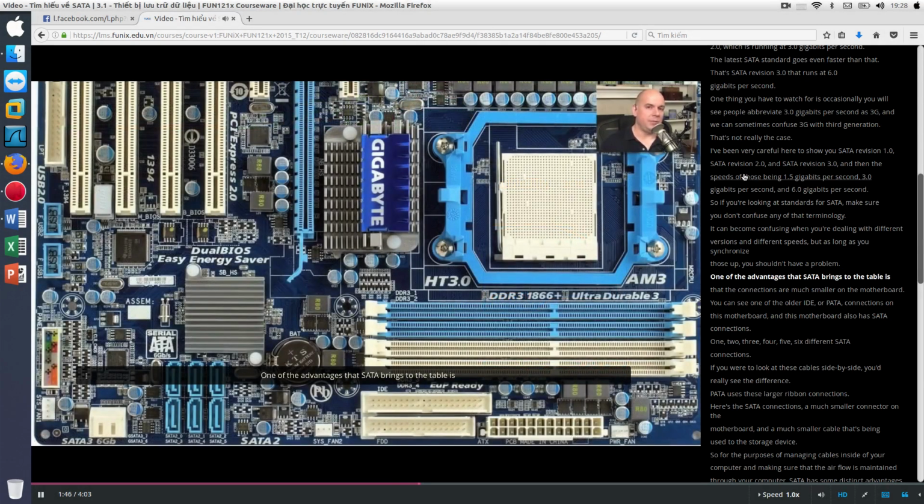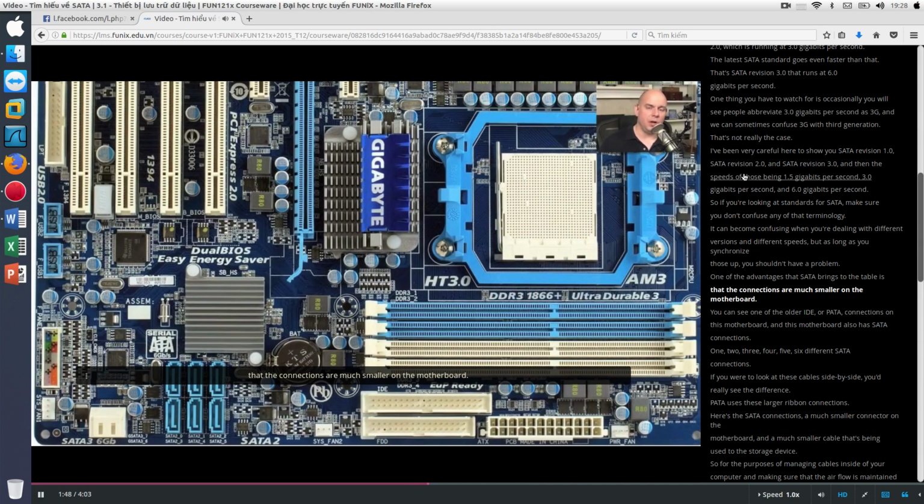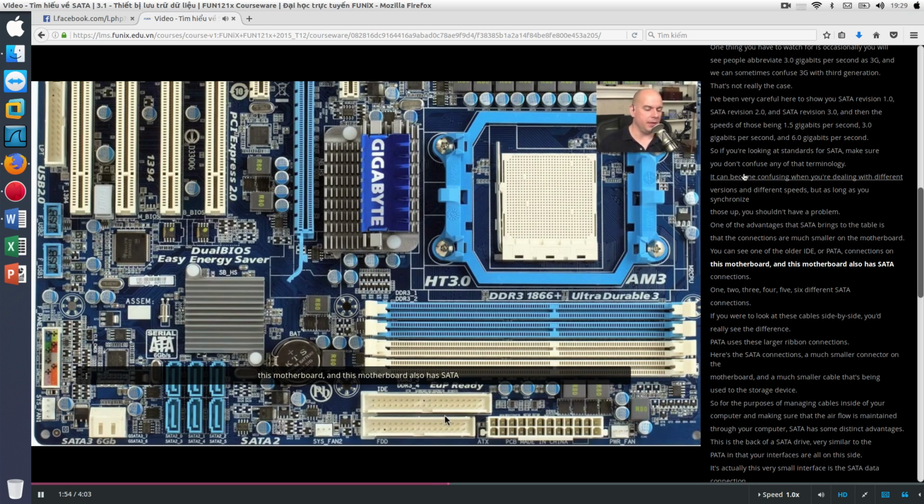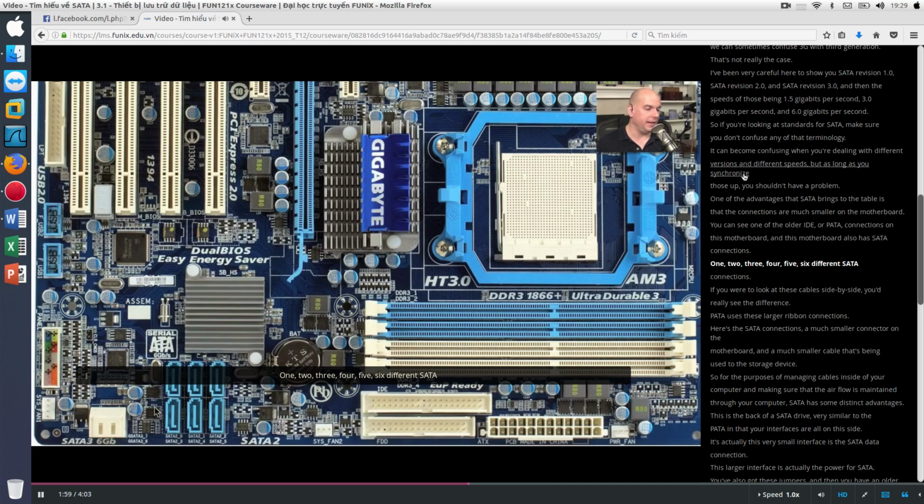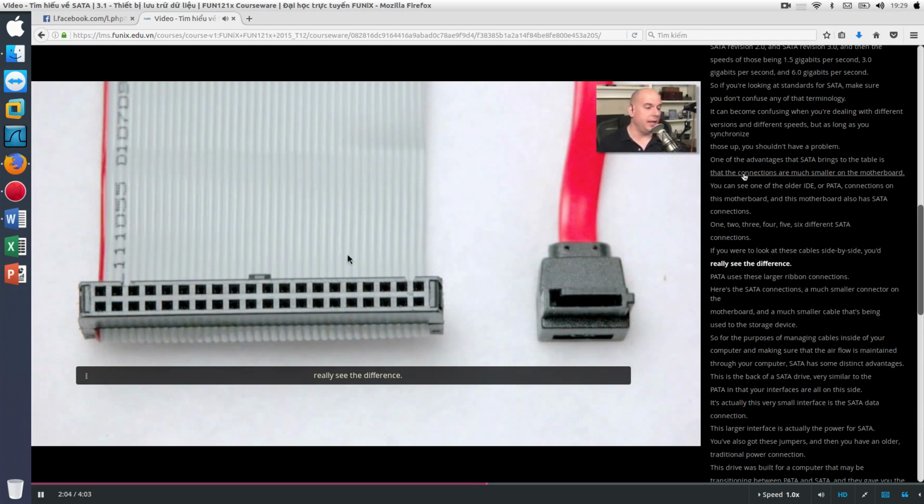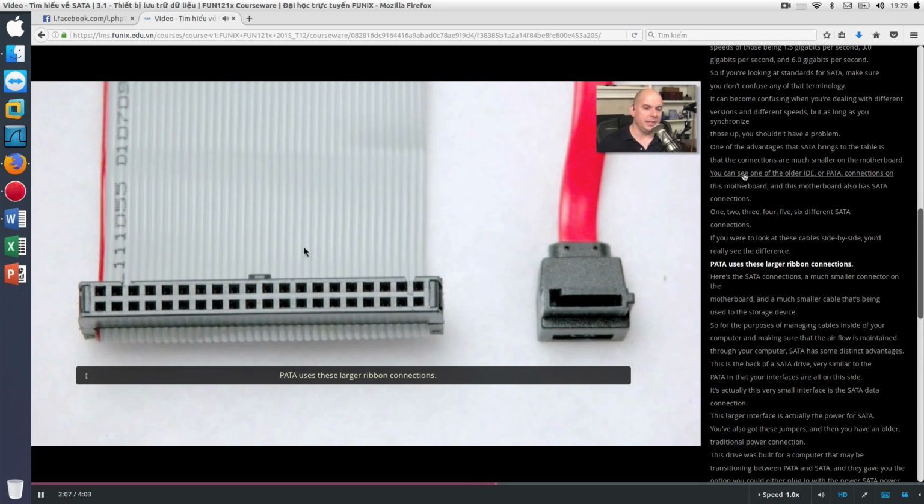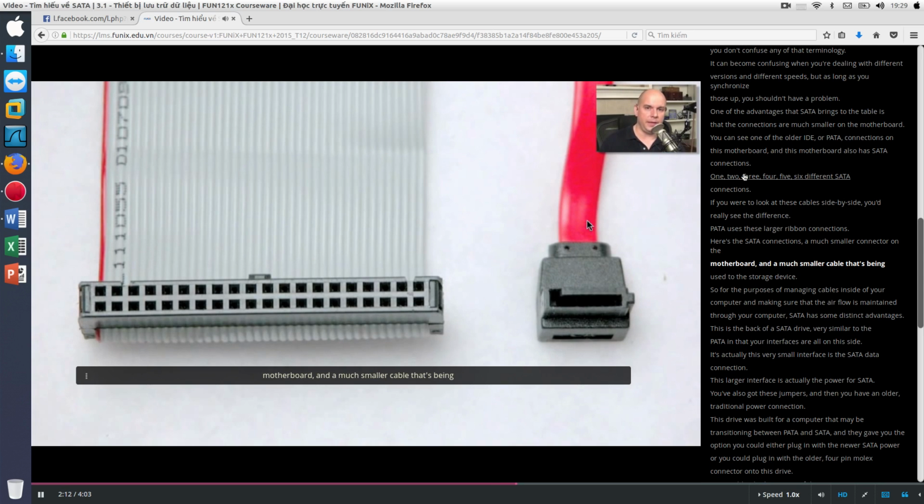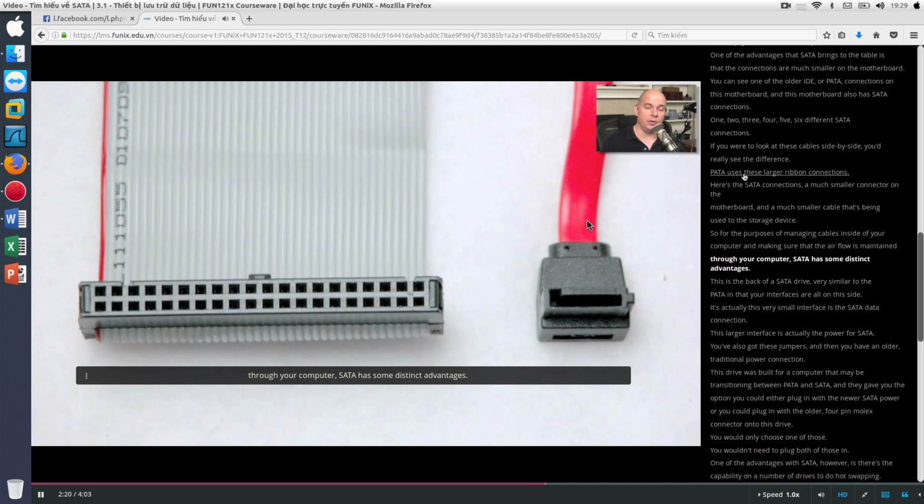One of the advantages that SATA brings to the table is that the connections are much smaller on the motherboard. You can see one of the older IDE or PATA connections on this motherboard, and this motherboard also has SATA connections, 1, 2, 3, 4, 5, 6 different SATA connections. If you were to look at these cables side by side, you'd really see the difference. PATA uses these larger ribbon connections. Here's the SATA connections, a much smaller connector on the motherboard and a much smaller cable that's being used to the storage device. So for the purposes of managing cables inside of your computer and making sure that the airflow is maintained through your computer, SATA has some distinct advantages.